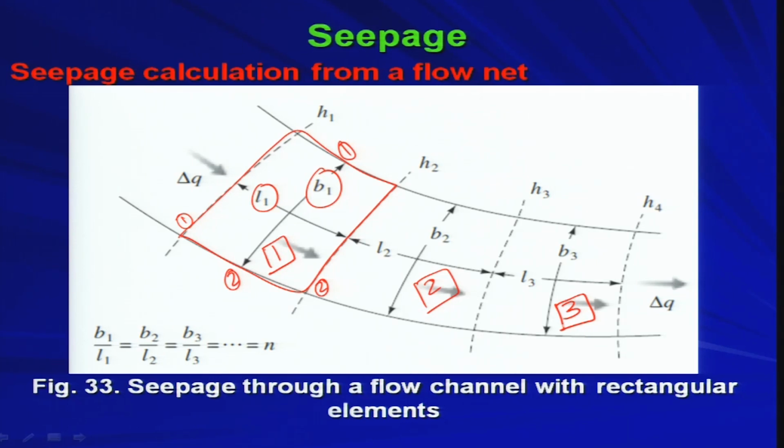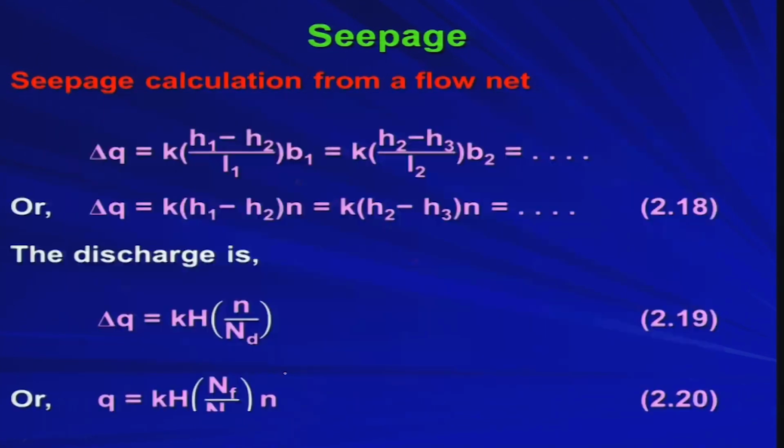Now, if you are constructing the flow net with this kind of rectangular elements, you must remember that this ratio should be maintained, that is B1 by L1 must be equal to B2 by L2 must be equal to B3 by L3, say some ratio n. So, at least you need to do this if you are considering rectangular elements. Okay. Now, if you consider rectangular elements, then your delta q will be equal to delta q1 equal to delta q2 equal to delta q3 and, say, up to delta qn.